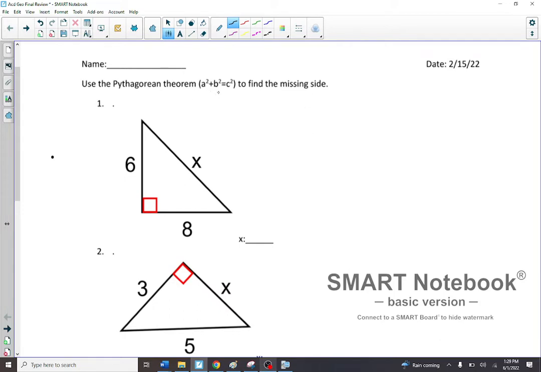So first, let's do this. We're going to use the Pythagorean theorem. It even has the formula here. On your final, you'll just have a separate formula sheet. So a squared plus b squared. Remember, a and b are always the legs, the ones connected to the right angle. And c is the one by itself, the hypotenuse.